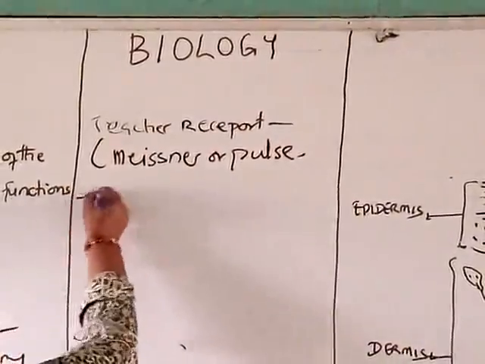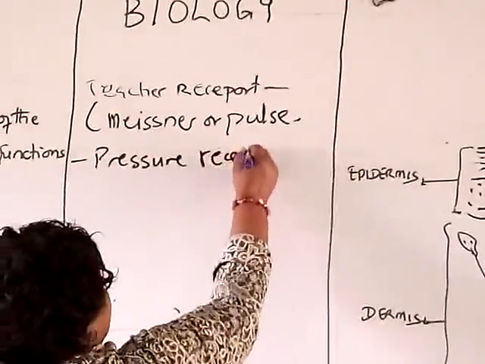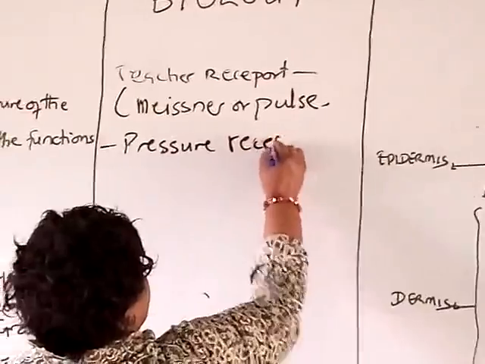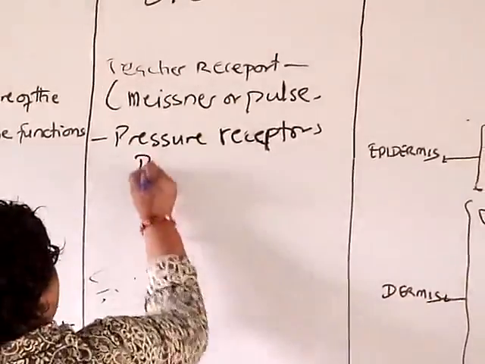And then we'll have pressure receptors. When you feel pressure, pressure receptors, or what we call Pacinian corpuscles.